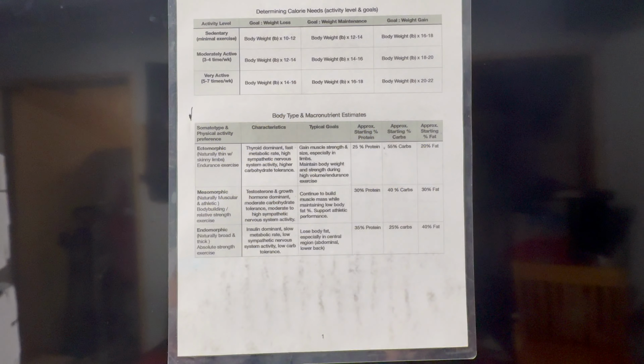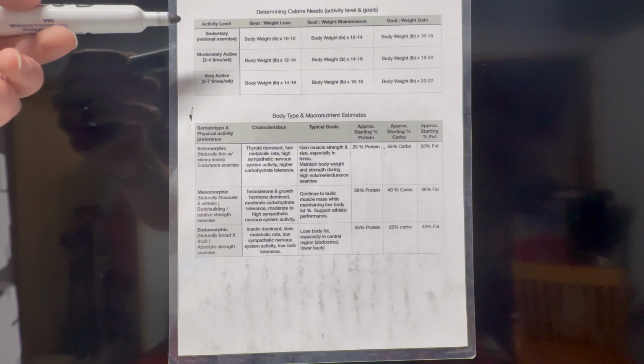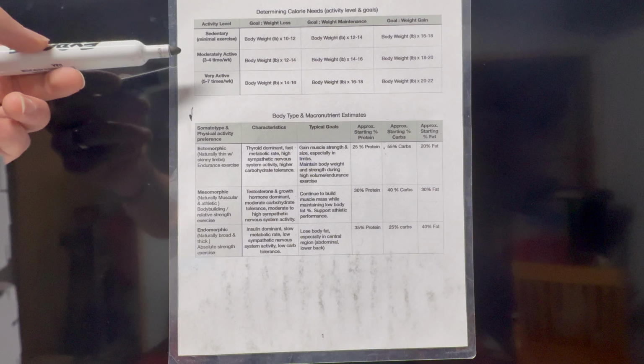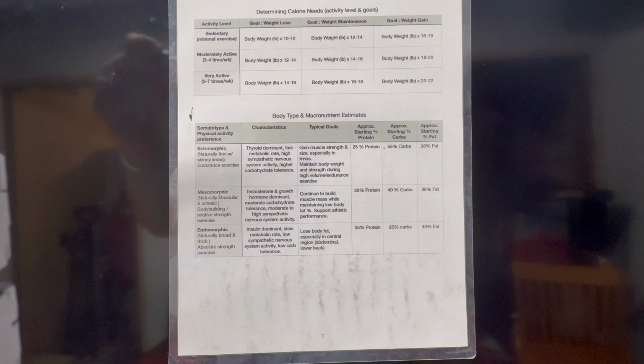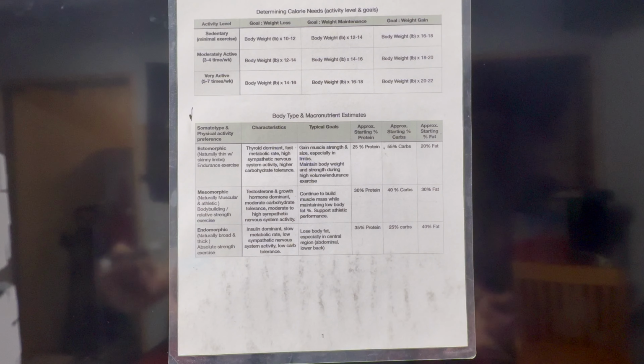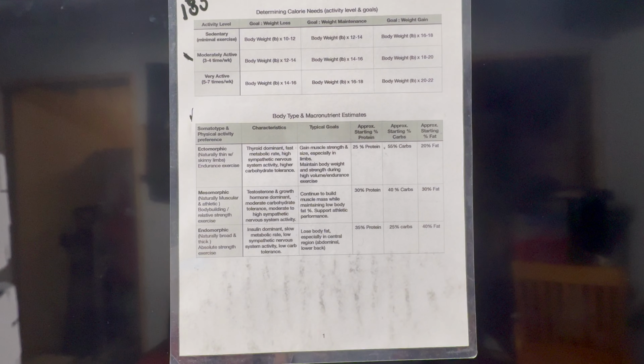Over here, we have our activity level. So we have sedentary, minimal exercise, moderately active 3 to 4 times a week, and very active 5 to 7. Now that one's gonna be important because we need to consider how active we're actually gonna be in order to get a more accurate calorie total. Now I'm gonna figure this out for myself. So right now I am 180 and my activity level is gonna be moderate. I work out 4 times a week, maybe 5 if I'm lucky. So we'll go off of weight loss, 180 pounds, and moderately active.